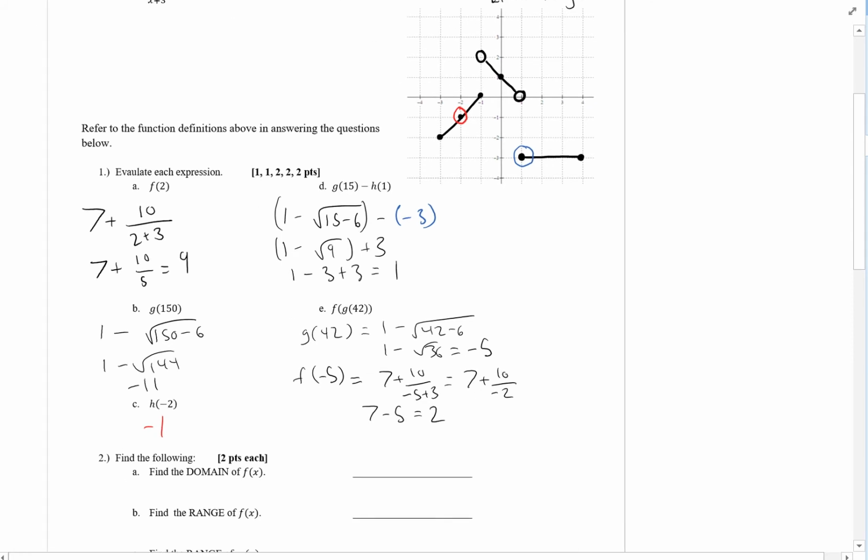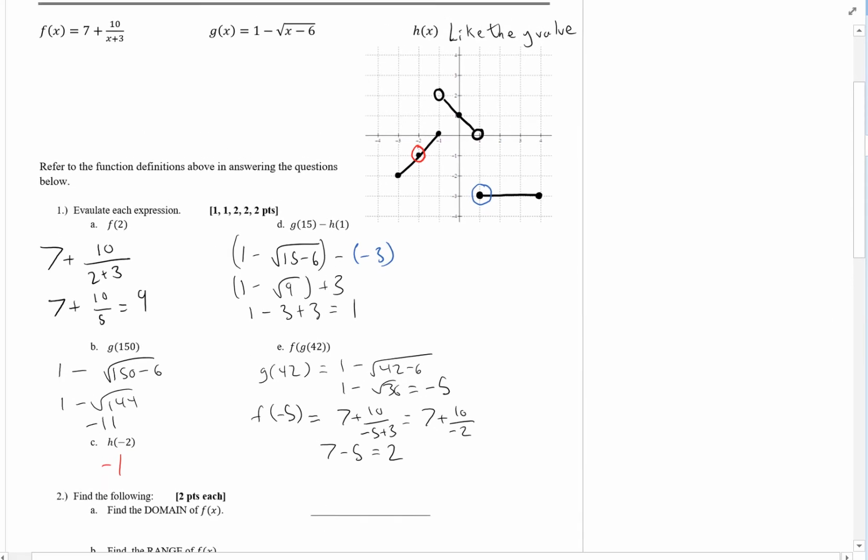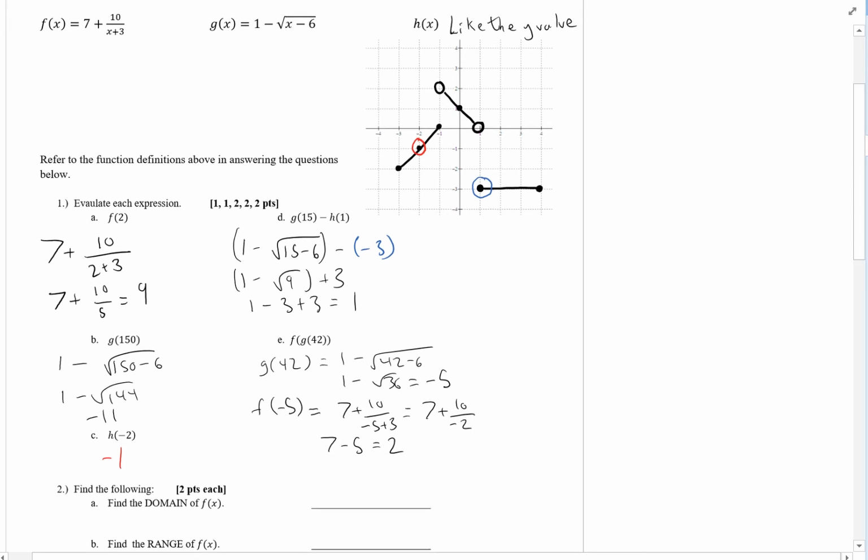All right, if you still have questions about looking at the graph, that is really the thing to focus on and ask me about.